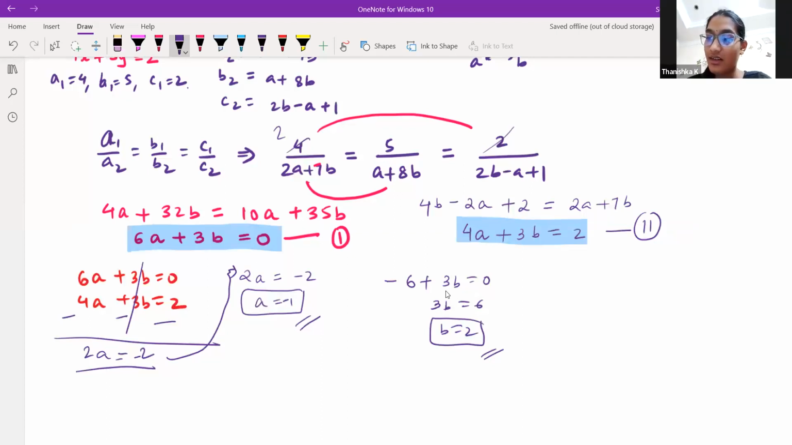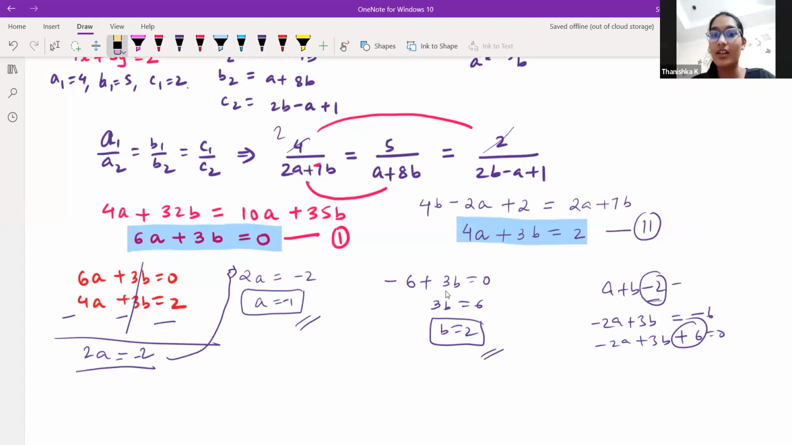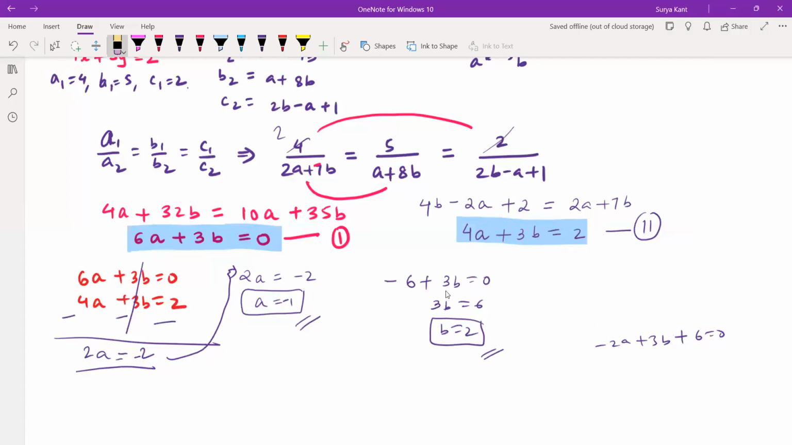Suppose you are having a plus b minus 2 is equal to 0, and minus 2a plus 3b is equal to minus 6. You can bring this one to this side: minus 2a plus 3b plus 6 is equal to 0. Now here is minus 2, here is plus 6. Either both should be on the left hand side or both should be on the right hand side. Don't consider one left, one right, then it becomes wrong. Okay, sir. So either both constant terms should be on the left hand side or both on the right hand side. That is the only change we have.